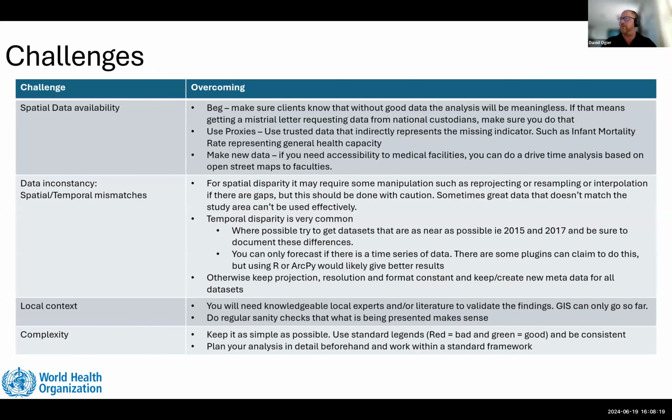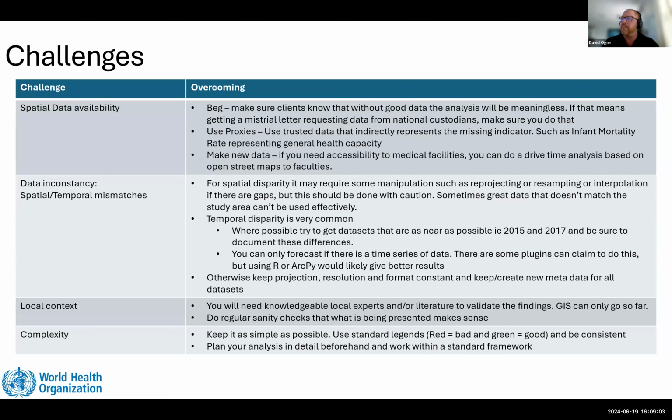There are a lot of challenges, especially when dealing with a lot of this data. Spatially available data is very difficult to come by in some countries. Essentially, there's a few ways to overcome it. Firstly, begging works very well. If you let the clients know that the quality of the data that you get will inform the outputs of this analysis, they are often very quick to try address that. And especially if you do need a ministerial letter requesting data from those national custodians, I would recommend getting that very soon at the start of the process.